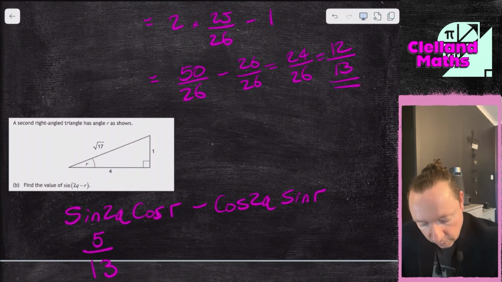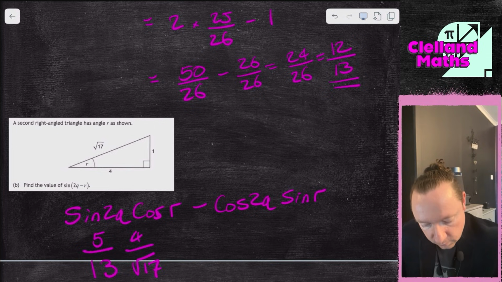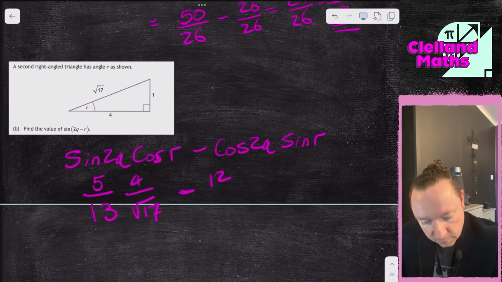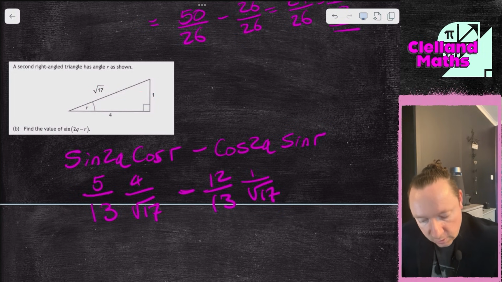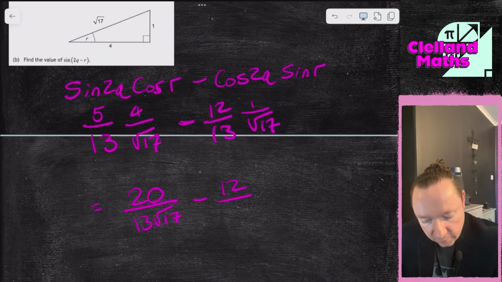Cos R, well, I can just work that out. Adjacent over hypotenuse is 4 over root 17. Minus cos 2Q, which I worked out here was 12 13ths, and sine R is 1 over root 17. So that gives me 5 times 4 is 20 over 13 root 17 minus 12 over 13 root 17, which is 8 over 13 root 17.